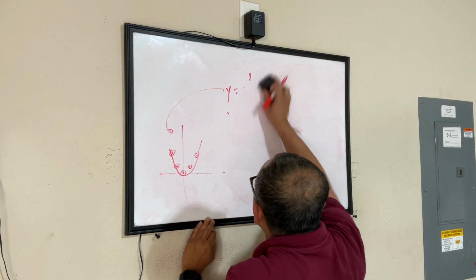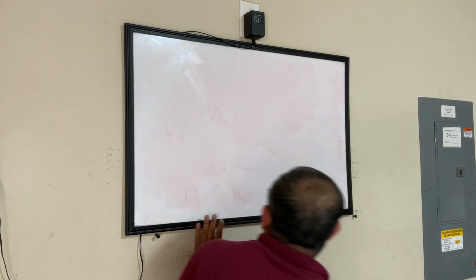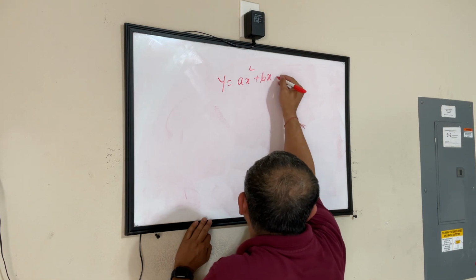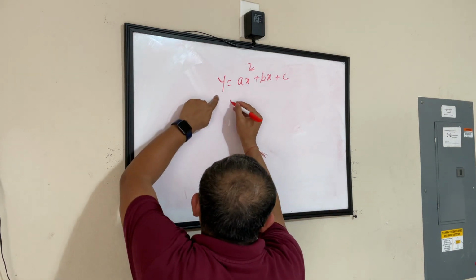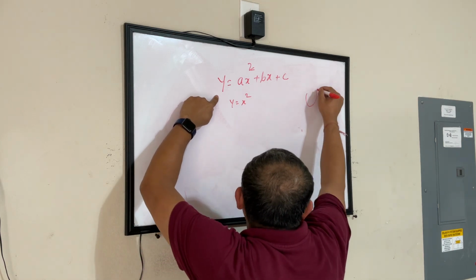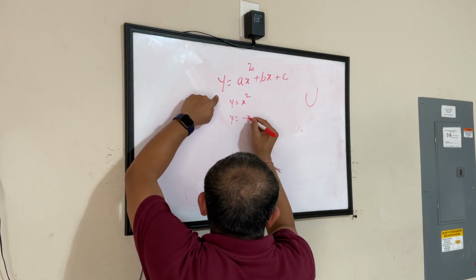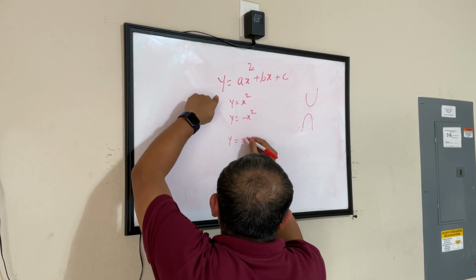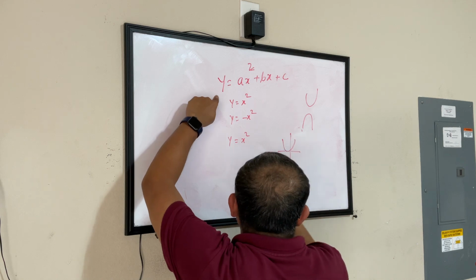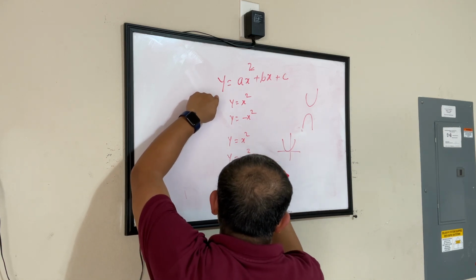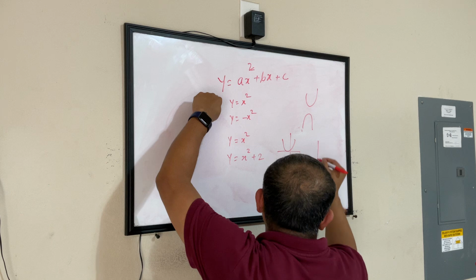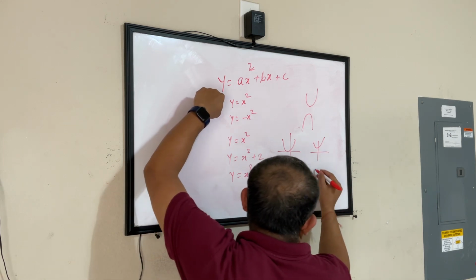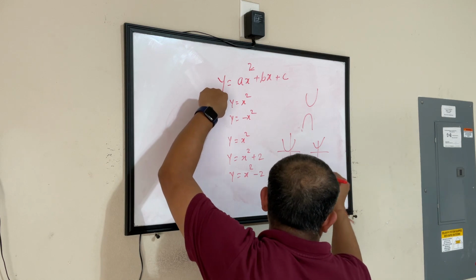Let's look at them. First, let's come back to the standard form of the parabola equation: ax squared plus bx plus c. What we saw was, y equal to x squared gives me a parabola like this. y equal to minus x squared gives me a parabola like this. Similarly, y equal to x squared gives me, let's say, a parabola like this. When I say y equal to x squared plus 2, my parabola shifts by 2 points up. If I say y equal to x squared minus 2, this parabola shifts 2 points down.